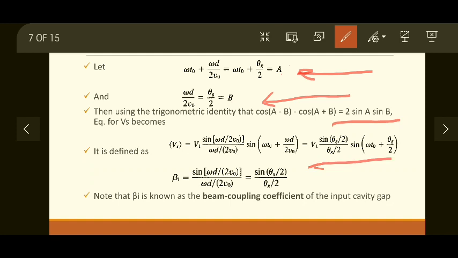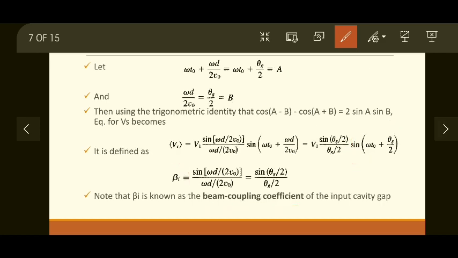Now one important thing: this sine theta g by 2 upon theta g by 2 is considered as the Greek letter beta I, which is known as the beam coupling coefficient of the input cavity gap. This is a very important formula. Beta I is sine theta g by 2 upon theta g by 2, known as the beam coupling coefficient of the input cavity gap. If we substitute beta I over here, it becomes V1 into beta I multiplied by sine of omega t0 plus theta g by 2.